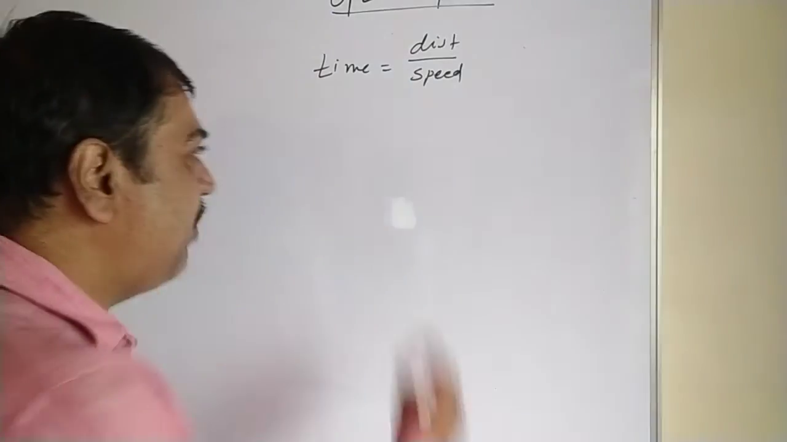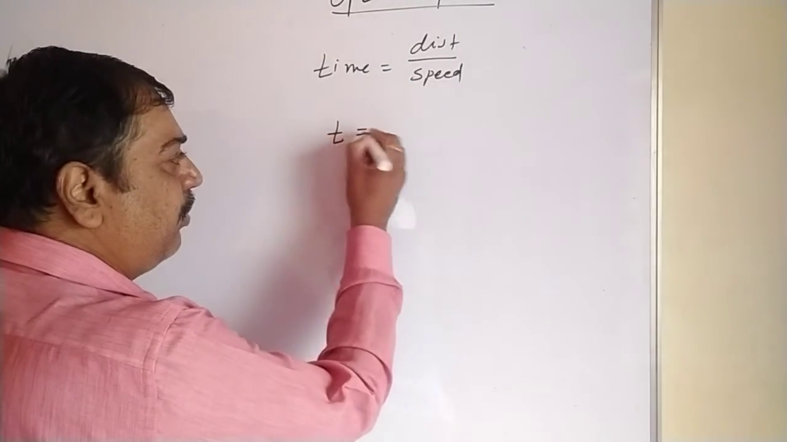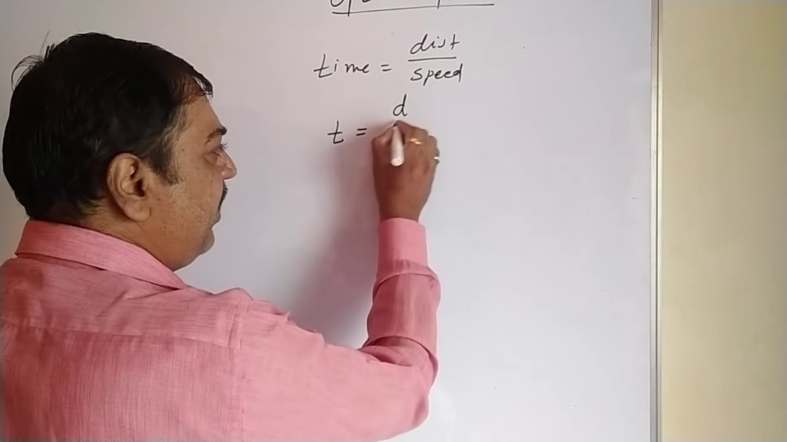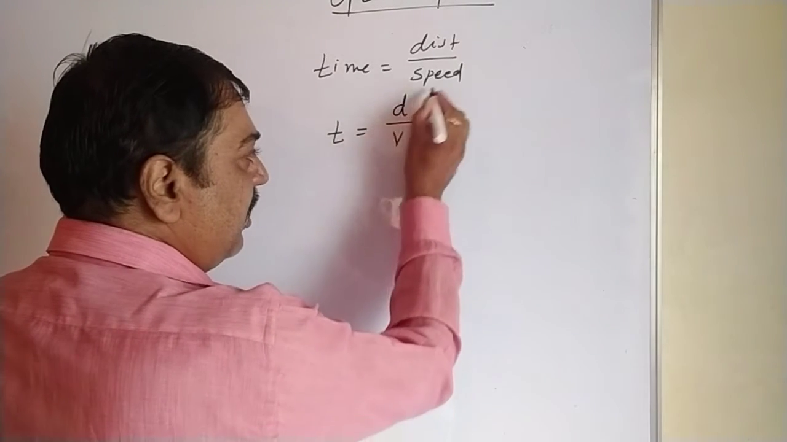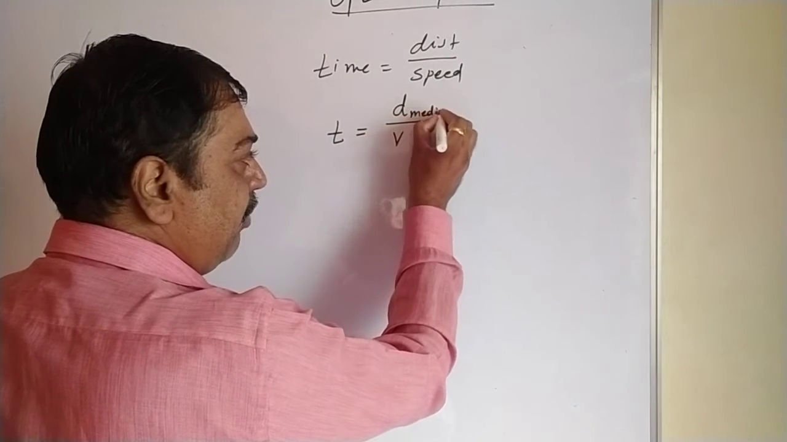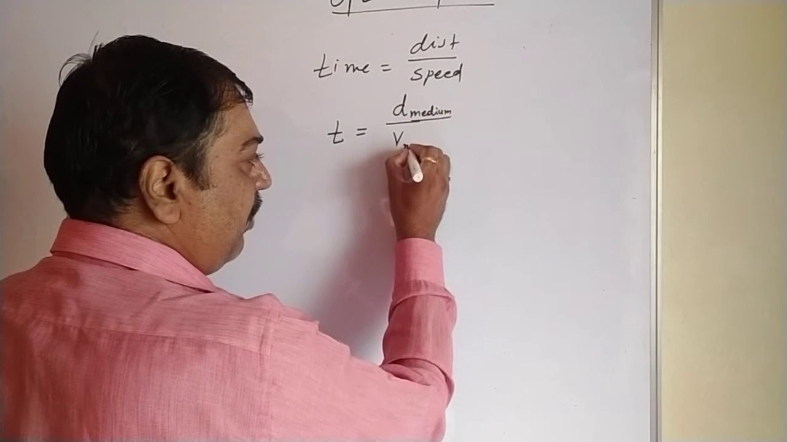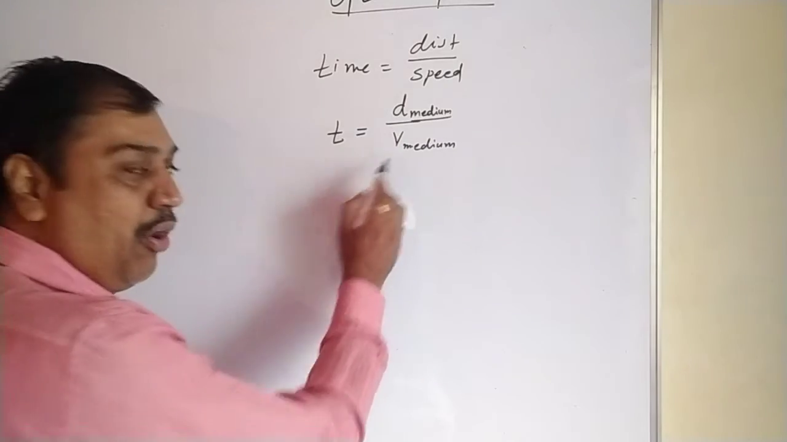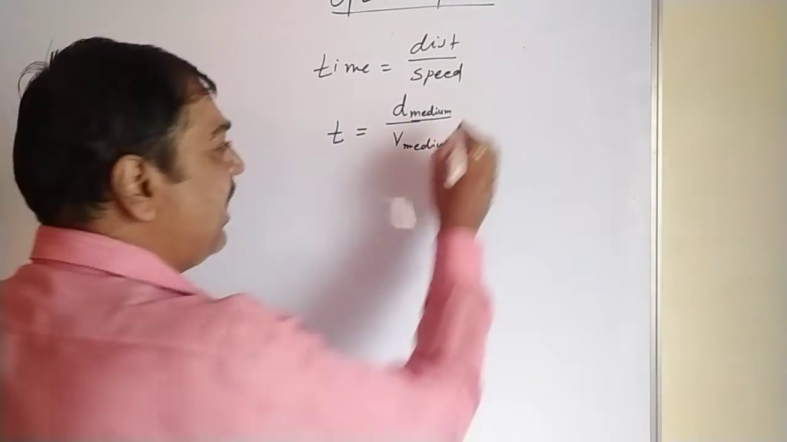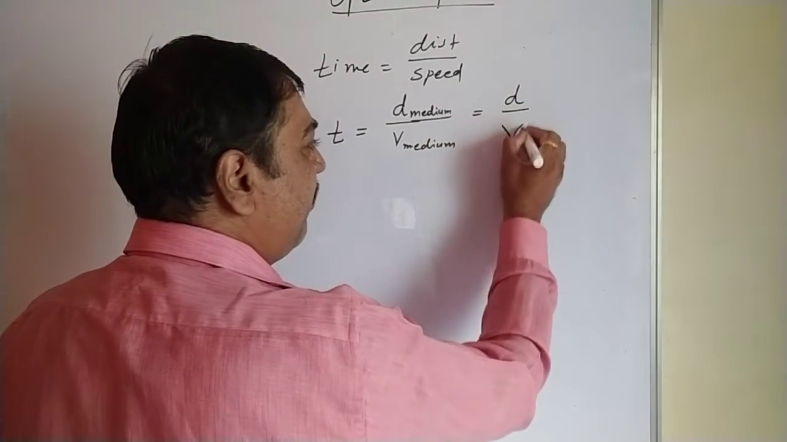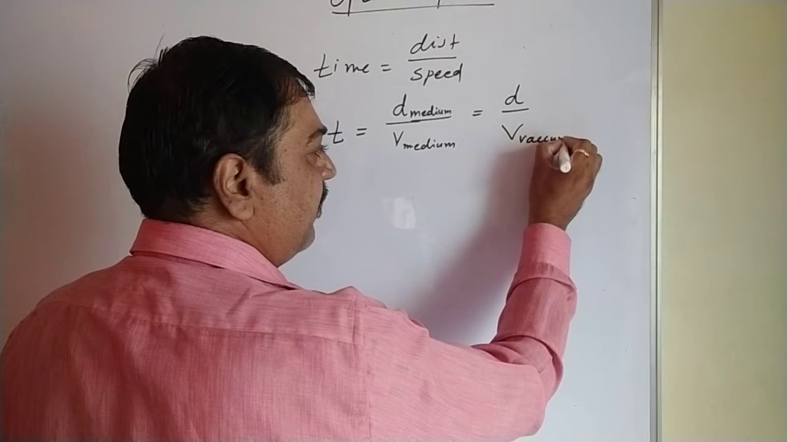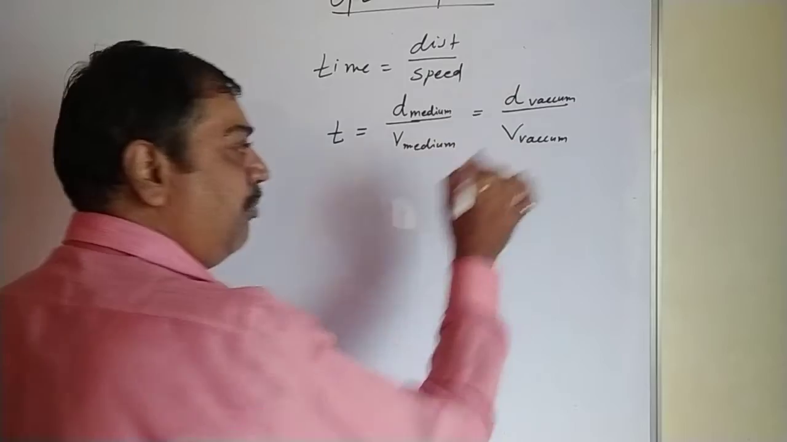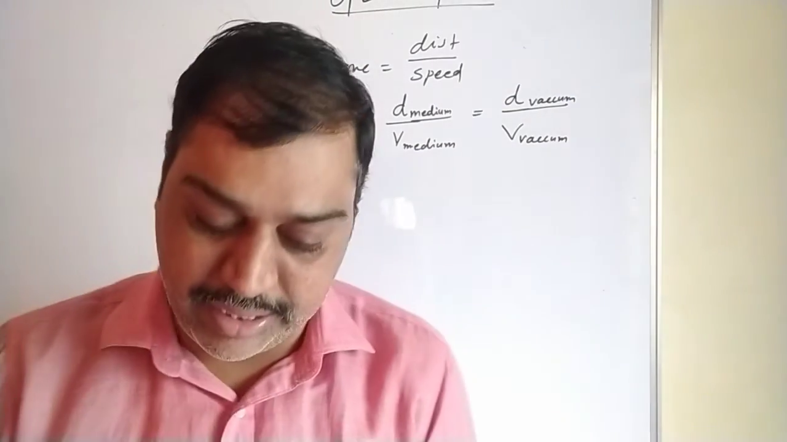As there are two mediums, we can write t equals distance, represented by d, and speed represented by v. So d divided by v. This is for the medium, so I will write here suffix medium: distance in the medium divided by velocity or speed in the medium. Similarly, it equals d divided by v in vacuum: distance traveled in vacuum divided by the velocity of the wave in a vacuum.